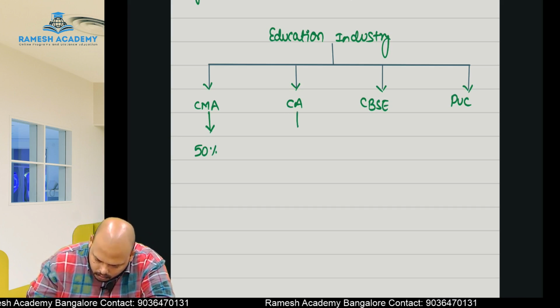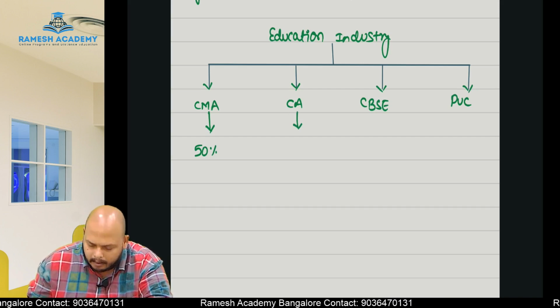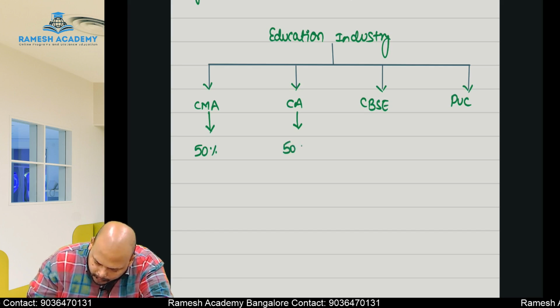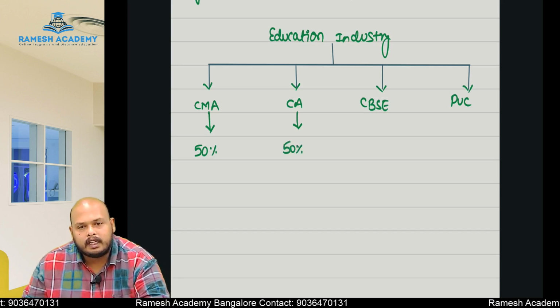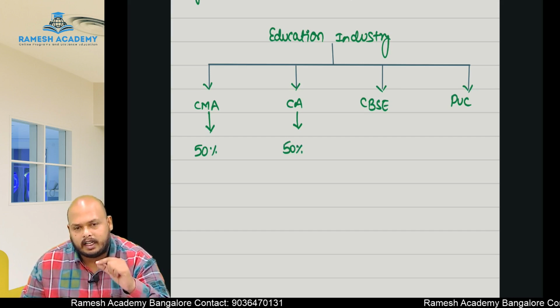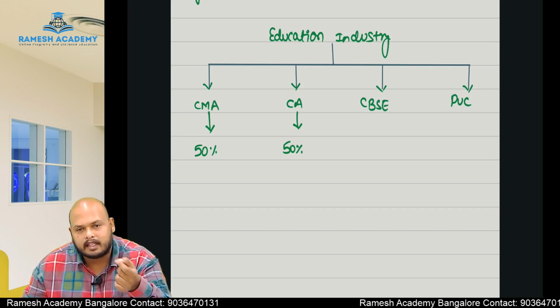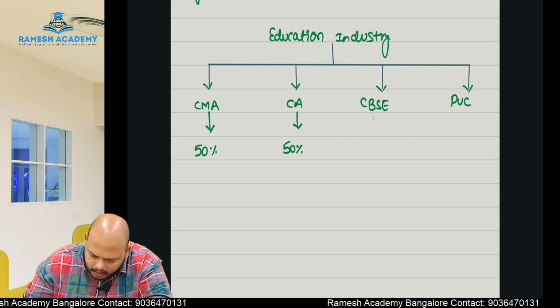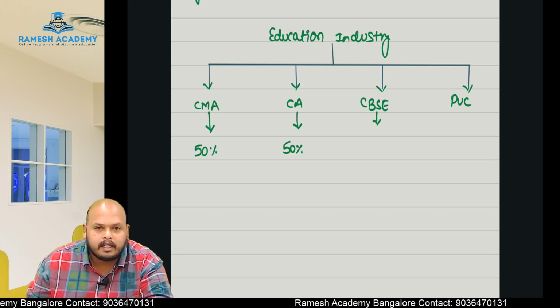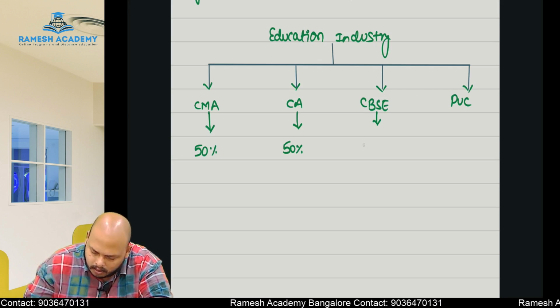Next, in the case of CA, what is the standard which is expected by ICAI? 50%. Technically, a person is then said to be a chartered accountant. So the technical estimation which is expected by ICAI is 50%. Next, in the case of CBSE, what is the standard which is expected from the students here?